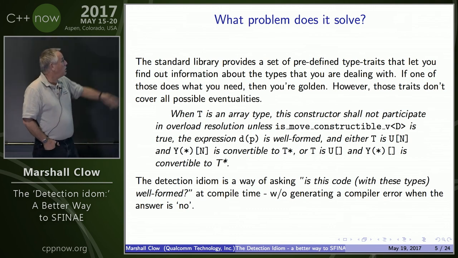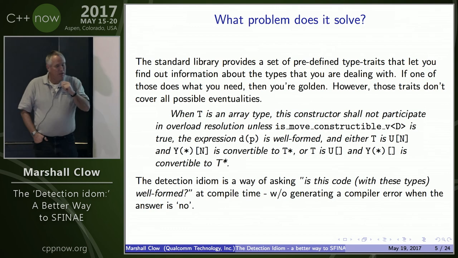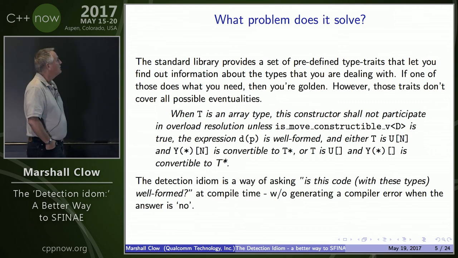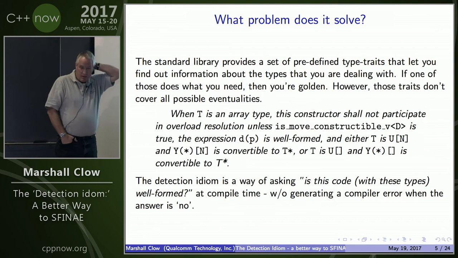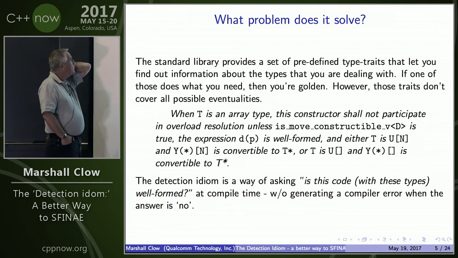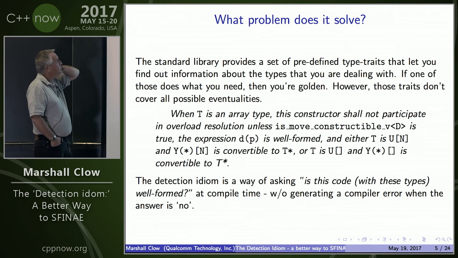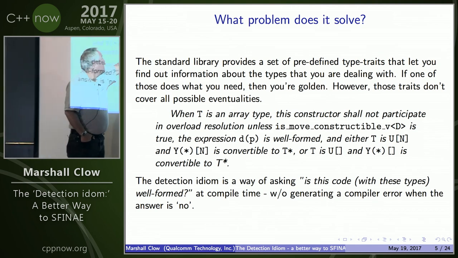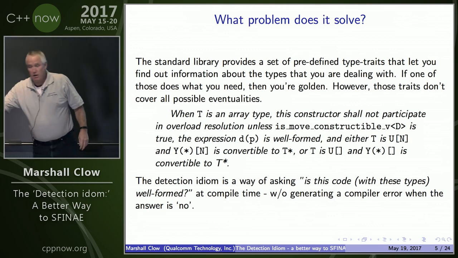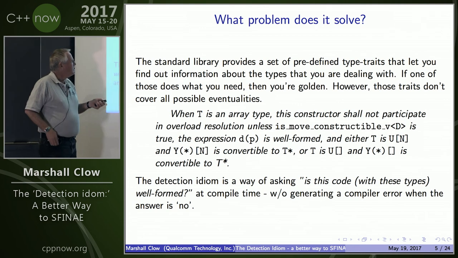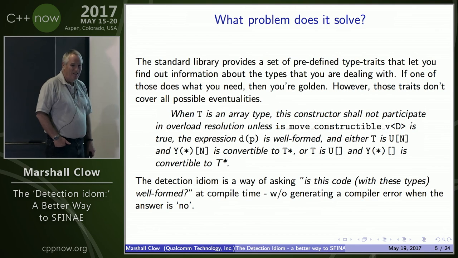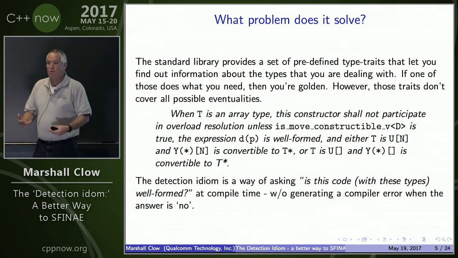This is a quote from the shared pointer documentation, talking about a particular constructor of shared pointer. T is the type of the shared pointer that you're trying to instantiate. When T is an array type, this constructor shall not participate in overload resolution unless is_move_constructible<D> is true, where D is the deleter type, the expression d(p), where p is the pointer, is well-formed, and either T is U[N] and Y(*)[N] is convertible to T*, or T is U[] and Y(*)[] is convertible to T*. Buh. Now imagine writing a SFINAE constraint for that.